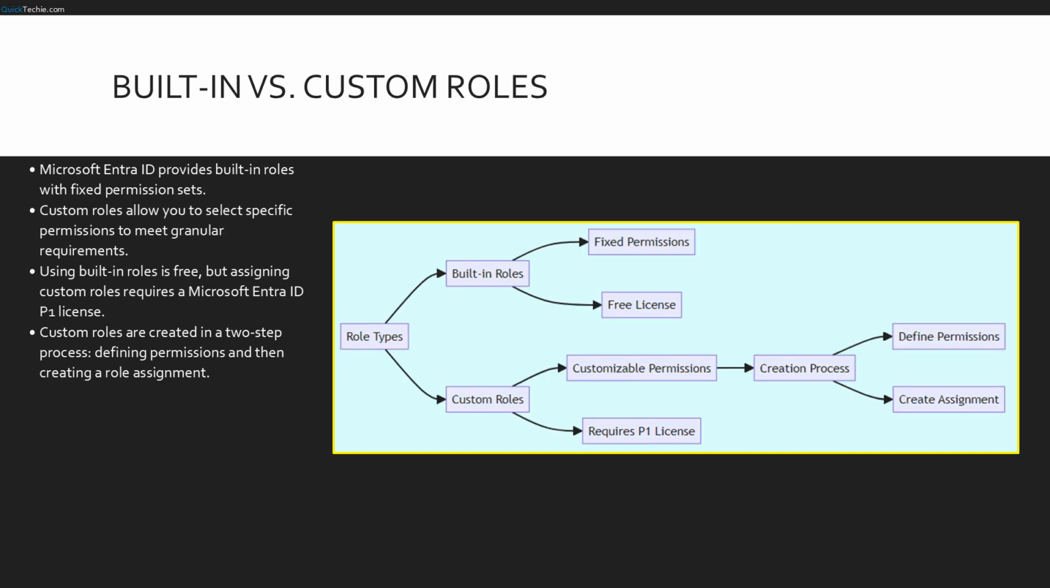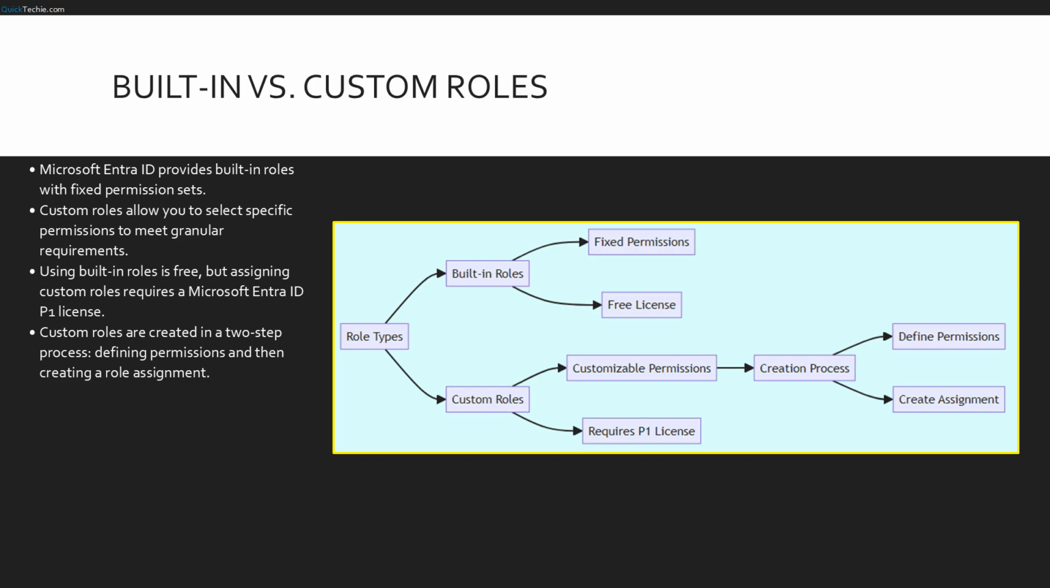Now let's look at the types of roles available. Microsoft Entra provides built-in roles which come with fixed sets of permissions that cannot be modified. These are designed to cover most common scenarios. However, when built-in roles don't meet your specific needs, you can create custom roles. Custom roles allow you to select precise permissions from a preset list, granting granular control. Be aware of the licensing requirements. While built-in roles are free, using custom roles requires a Microsoft Entra ID P1 license for every user with a custom role assignment. The process involves defining the custom role first and then assigning it.